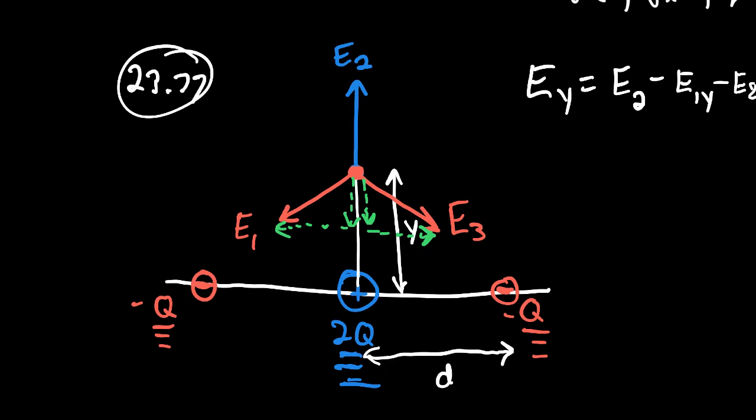Oh, my iPad ran out of room. It has long bezels, so I can't tell. So we have E2 going up, so it's positive. E1y is negative. Why is it negative? Because it's going down. E3y, why is it negative? Going down. What do I know about E1y and E3y? Same size. I can't read my own handwriting.